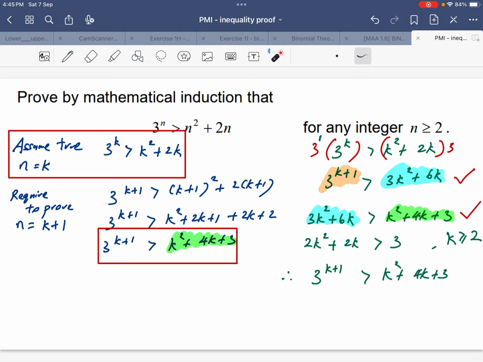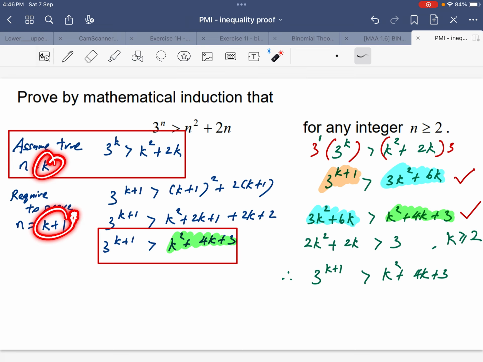Okay, so now you have proven that this is correct. This is what you require to prove, right? So you have proven that when n equals to k, it is correct. When n equals to k plus 1, it's also correct. So k and k plus 1 is always true. Am I right? And k plus 1 is just 2 consecutive terms. And these 2 consecutive terms can be the first term and the second term. Can be the second term and the third term. Can be the third term and the fourth term. Basically, any 2 consecutive terms.